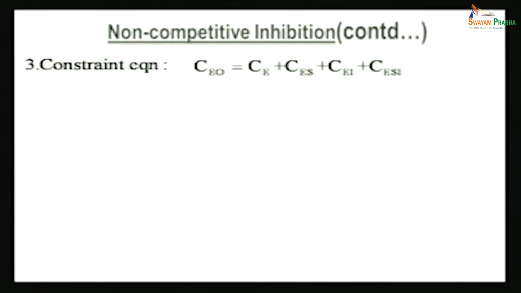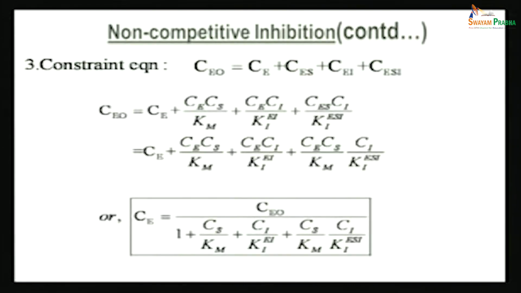So what you do is you keep this and then you substitute for each of those complexes. So CES can be substituted as CE times CS over Km. CEI could be substituted as CE times CI over KEI, and CESI could be substituted as CE times CS times CI over Km times KESI, right? So now we've been able to express all of these complexes in terms of the basic elements.